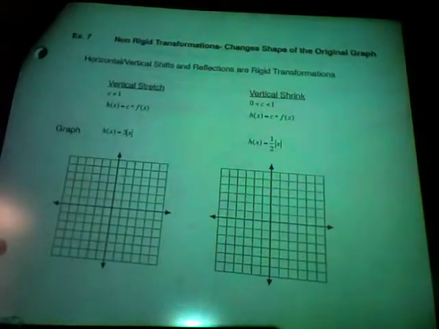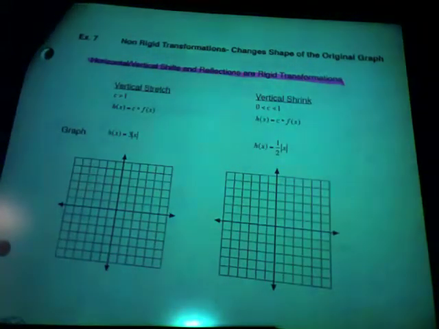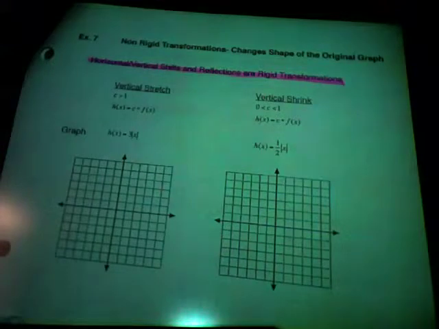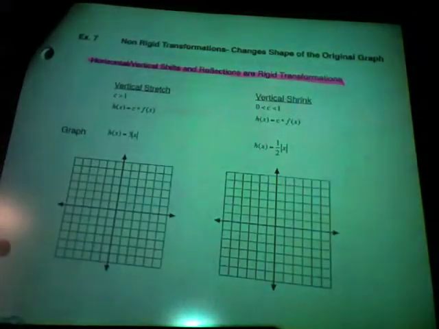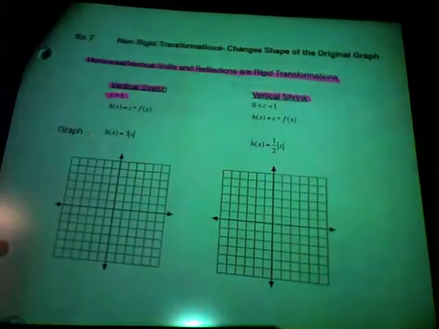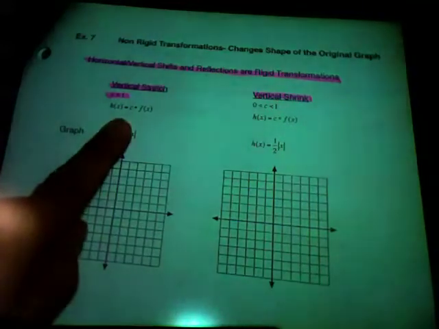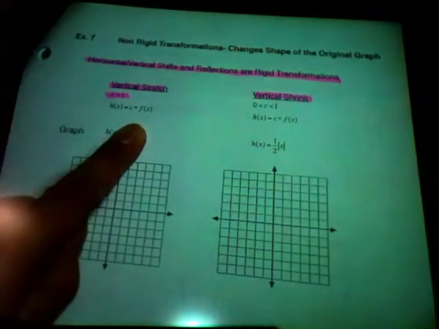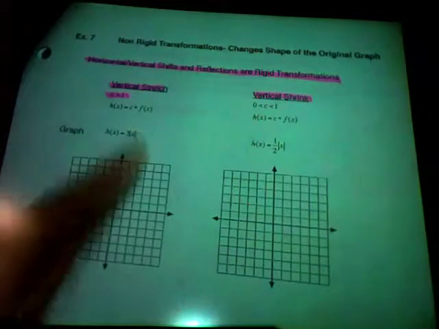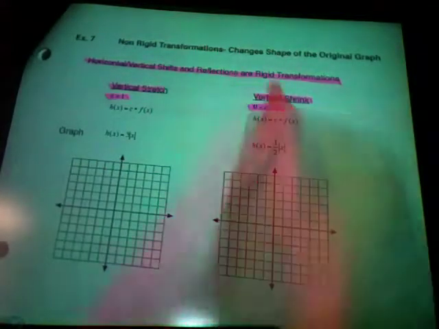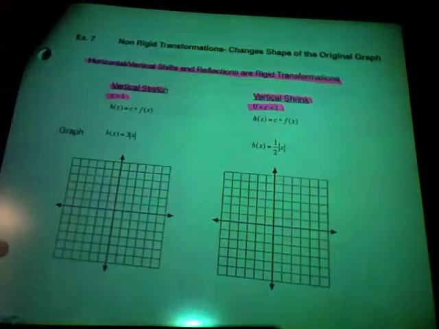vertical stretch and shrink has to do with what I would consider the slope. So these are called rigid transformations. And that's not something I'd make you memorize. But here's our vertical stretch, and here's our vertical shrink. The vertical stretch occurs when C is greater than 1, and notice that C is being multiplied to the function, similar to what we might do with a slope. And here with the shrink, C is between 0 and 1, so it's a fraction. And again, it's being multiplied to the function.